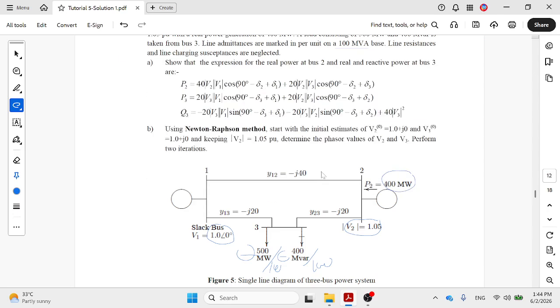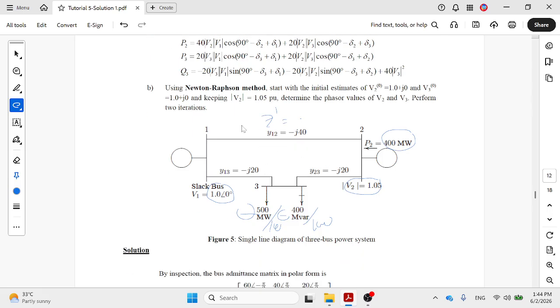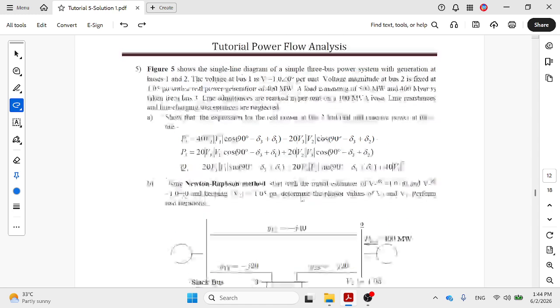What else? Oh, the values of the lines are also given, y12. So it's a z inverse for each one given to you. Don't forget, so easily you can calculate the Y bus if you need. So here is 40 plus 20, here is 40, 20, and here is 20, 20. Okay, the other values I think are very clear.